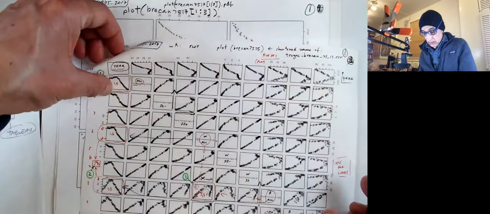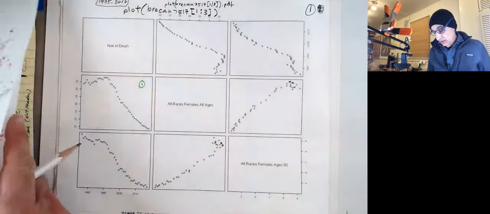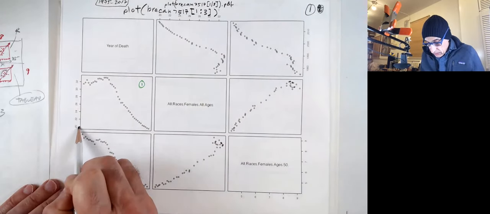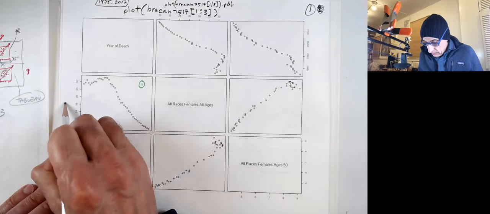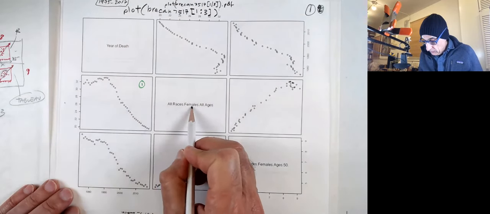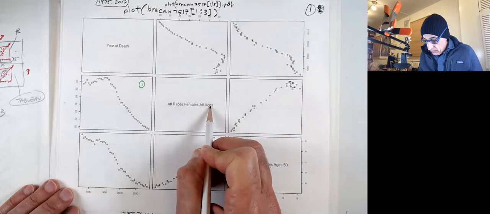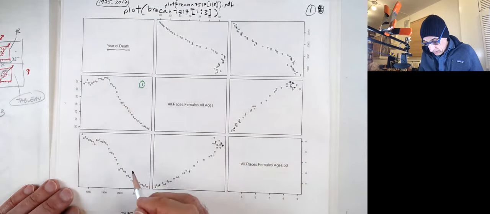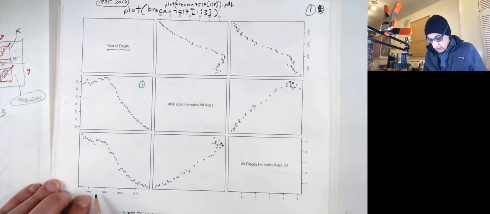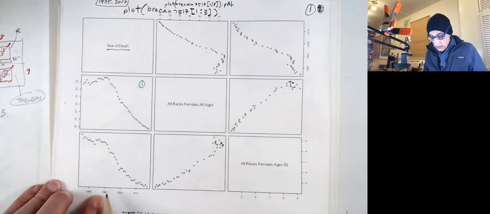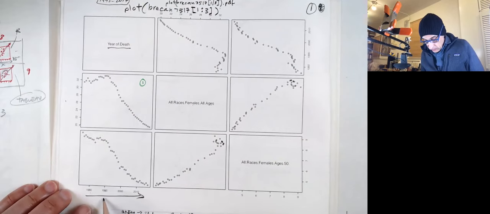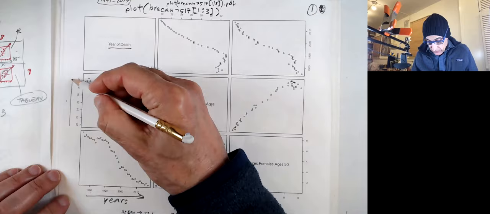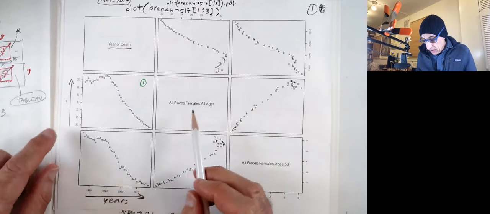I took this, I basically enlarged it, okay? And you see that on the sides, it gives you the data, right? So this is all ages, all races, females, all ages. Remember, these are year of death. So these are the years being counted, and you can see them here, 1980, et cetera, 1990. So these are the years, and these are the rates. In this case, this is how you read it.